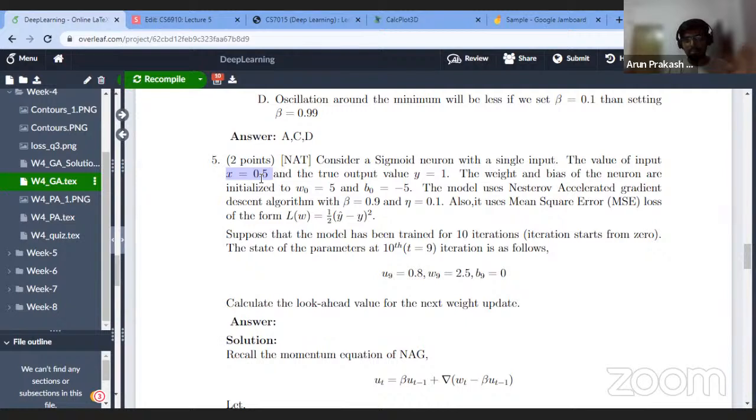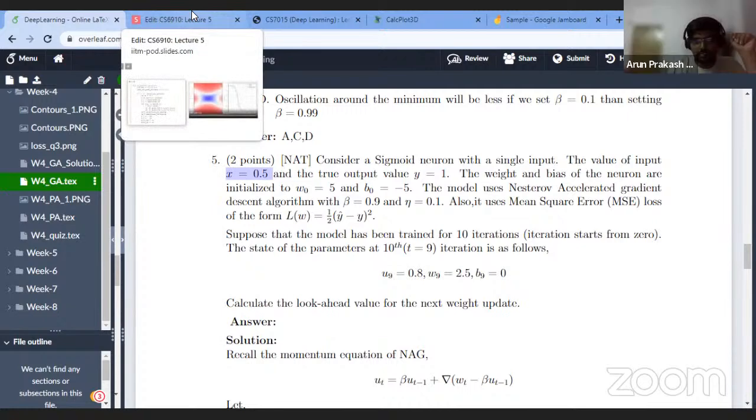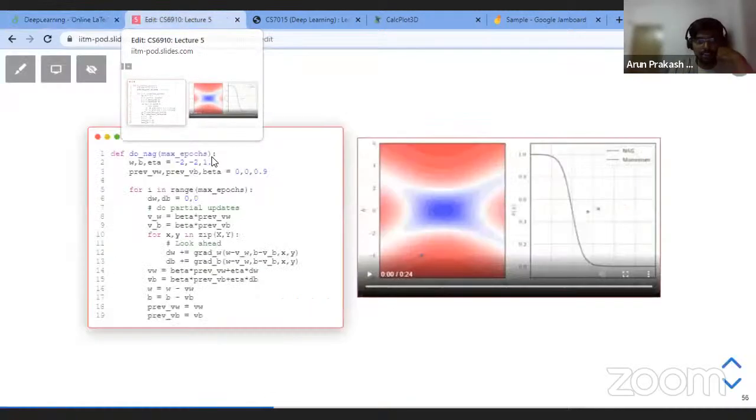I have given you x equal to 0.5, y equal to 1, and then initial values, W0, B0, all these things. It gives you a hint that these values might be involved in computing the final answer. Okay, sir. Yeah, you just look at the formula that is there. It's explicitly written in this slide, Aditya, so you can refer to that.